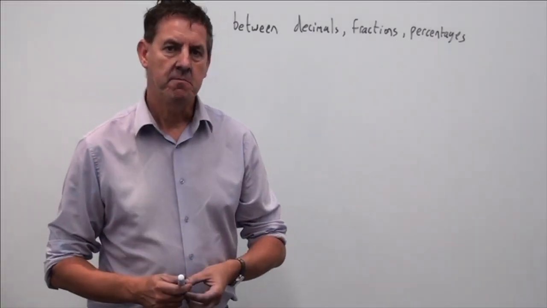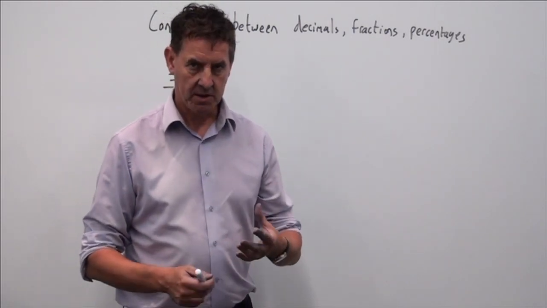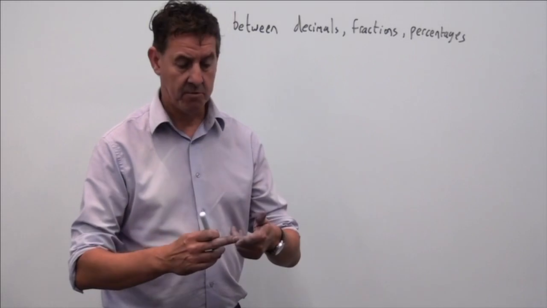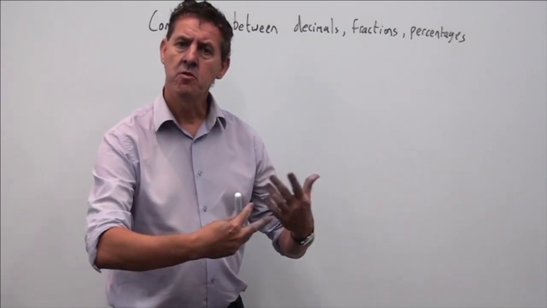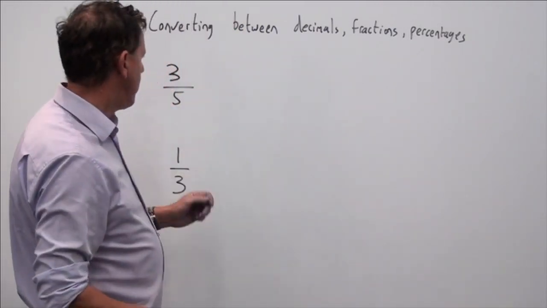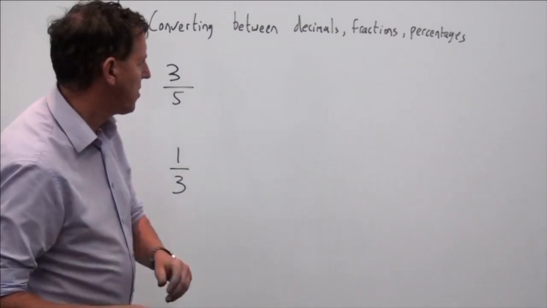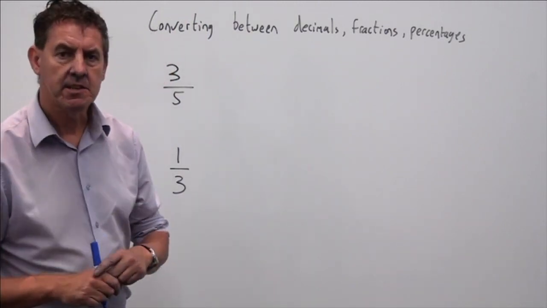This lesson is on converting between decimals, percentages and fractions. What we're going to do is have a starting point as a fraction, a starting point as a decimal, and a starting point as a percentage, so that we can comfortably move between those three things. Let's look at these two here. We're going to start with some fractions and convert them into some decimals and some percentages.